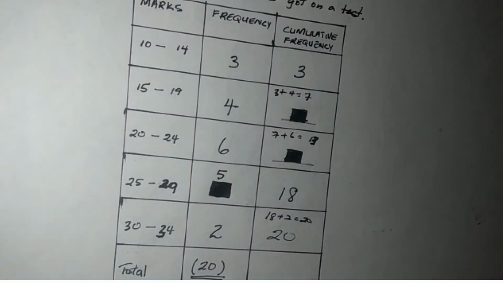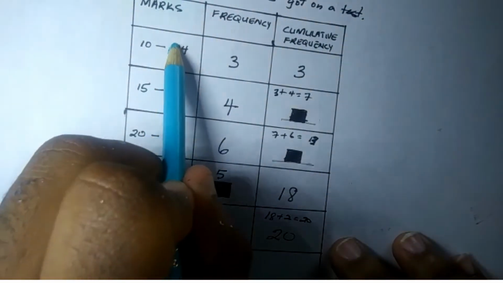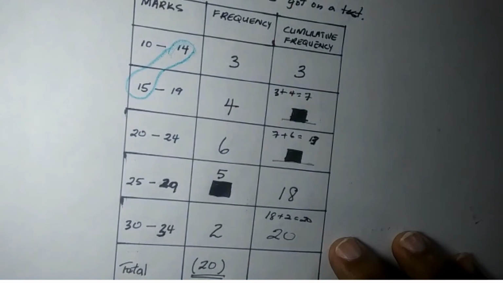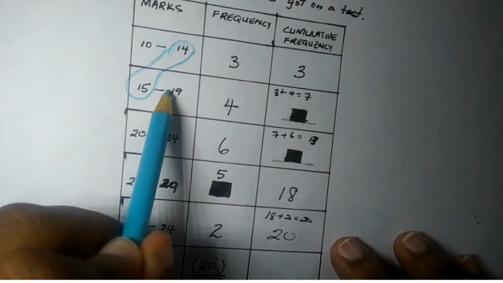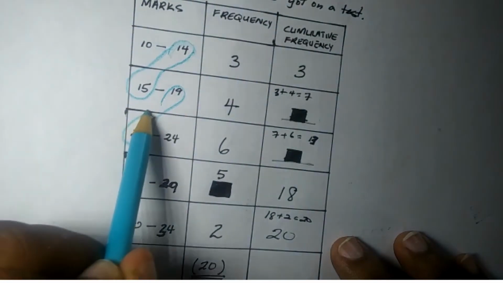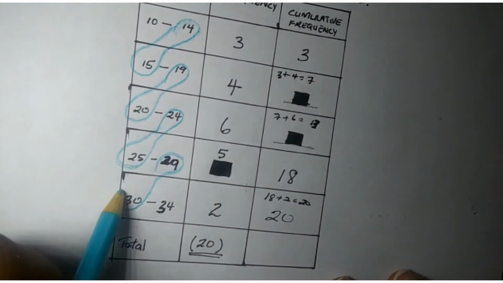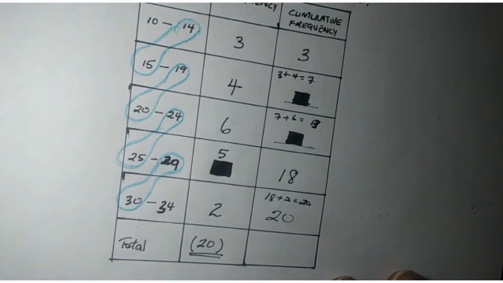So what will happen now? Well, look at the upper limits. The 14 and the 15. I add them and divide it by 2. I look at this, 19 and the 20, I add them, divide it. So I'm adding the upper and the lower limits like so. The 24 and the 25 and divide the answer by 2. The 29 and the 30, I add it and divide it by 2.